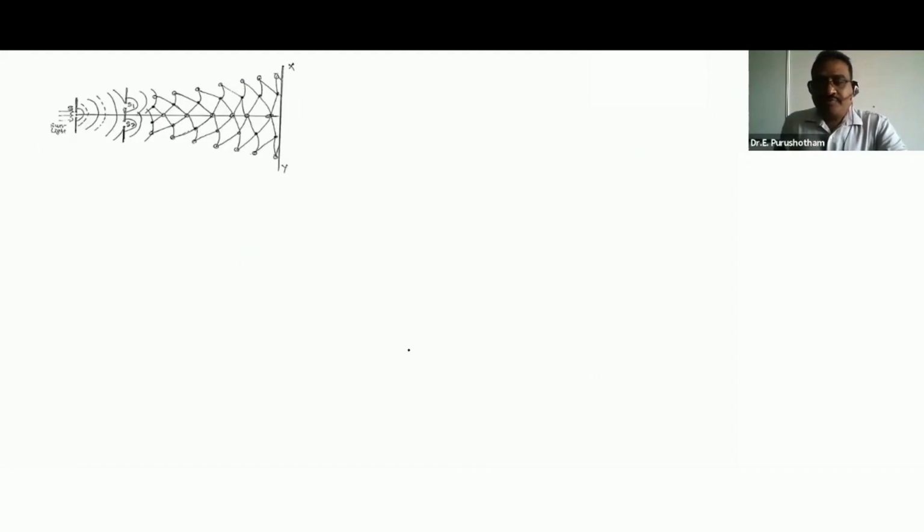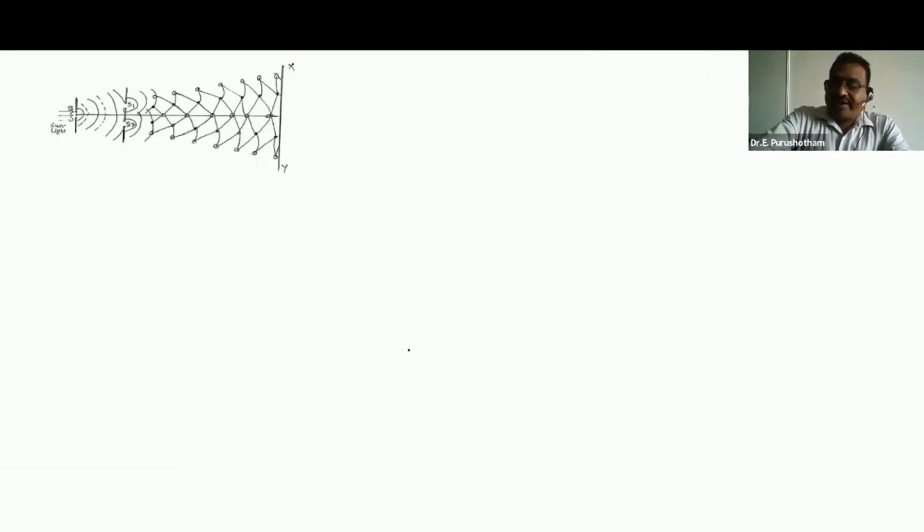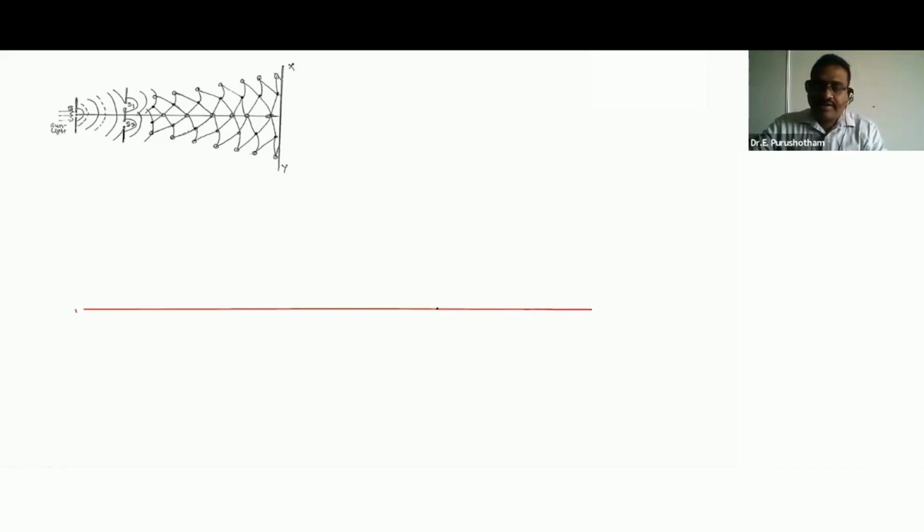So in general, we can draw here. I am drawing this Young's double slit experiment. You try to draw this figure. Just take your rough notebook and draw it. Very, very important. It will come in your examination.